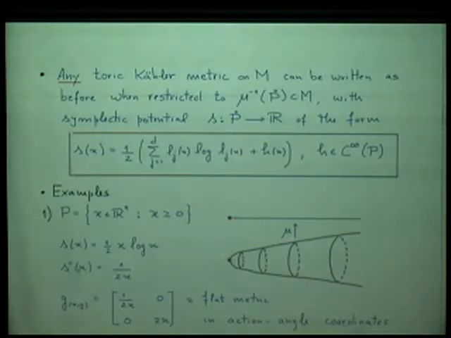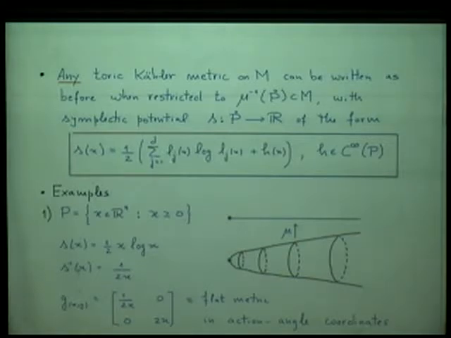The pre-image of the vertex is the fixed point, it's just the origin in R2. And the pre-image of all the interior points are circles, the orbits of the circle action I'm considering. So here is R2 and the moment map to R. In this case, the polytope is defined by just one inequality, x greater or equal than 0.